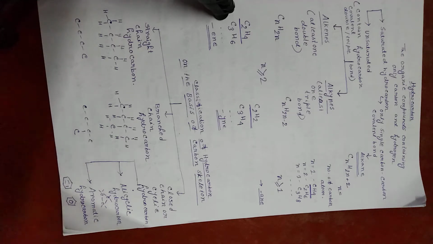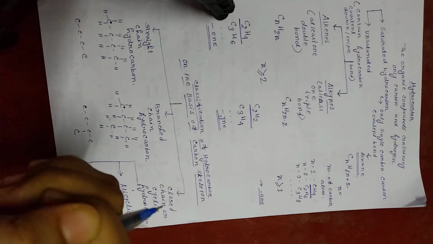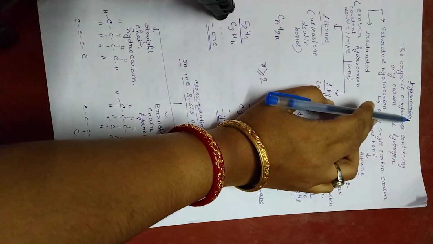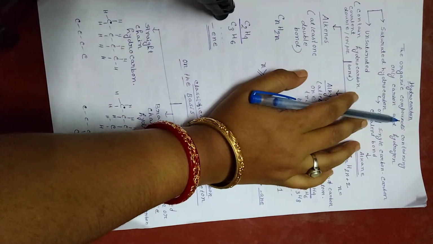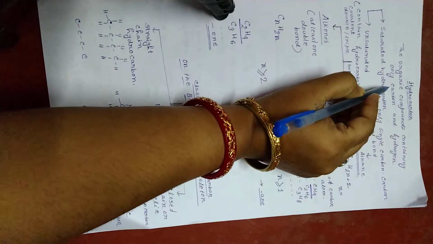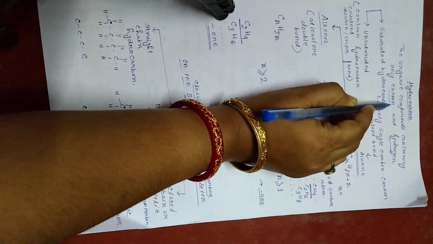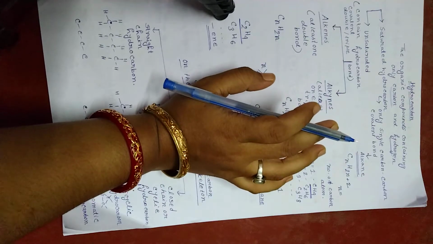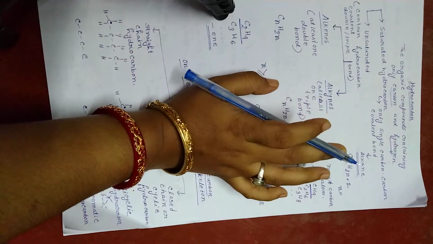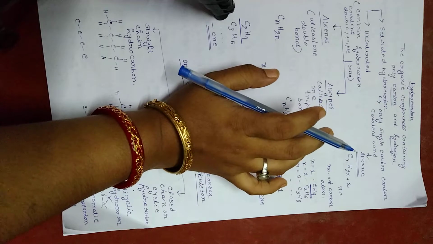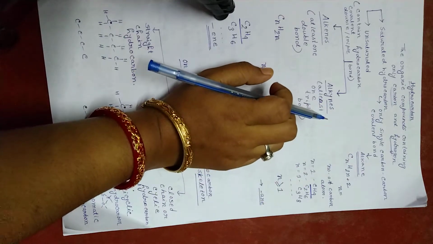Dear students, in this video I am going to discuss hydrocarbons and different types of hydrocarbons. First, what is a hydrocarbon? A hydrocarbon is an organic compound containing only carbon and hydrogen.